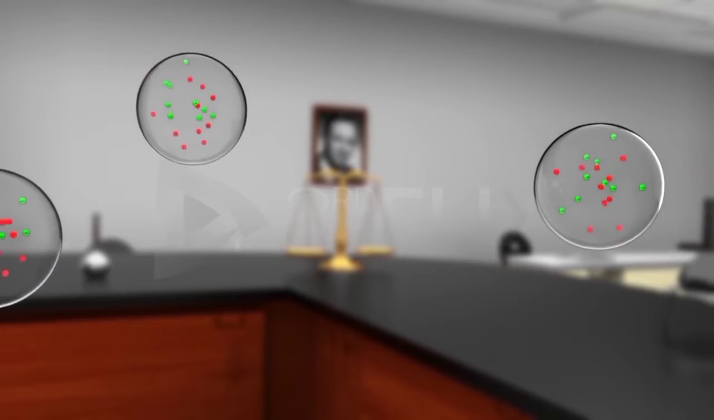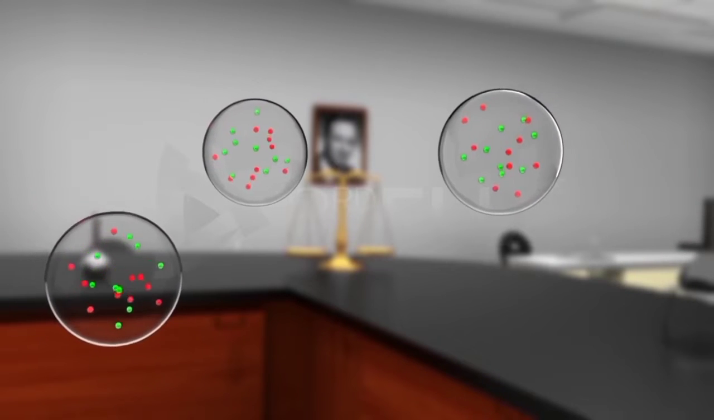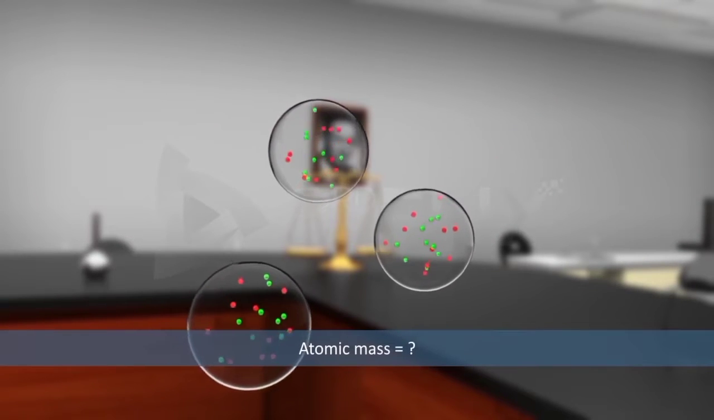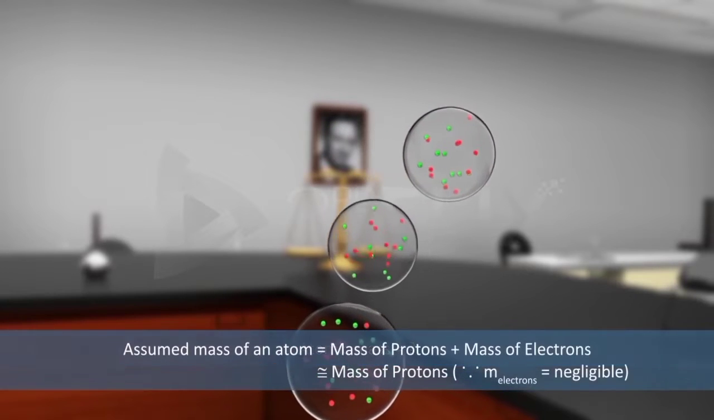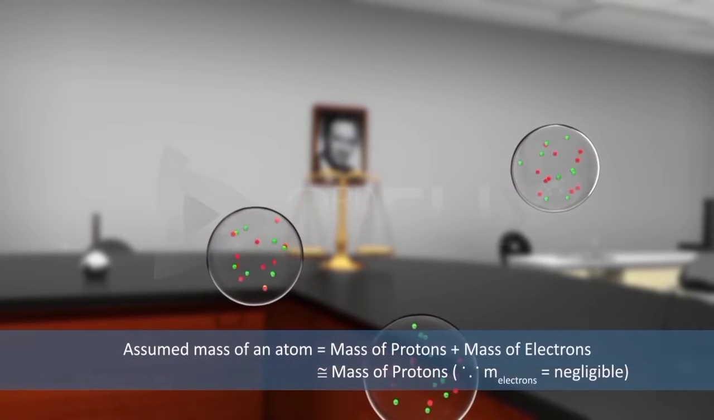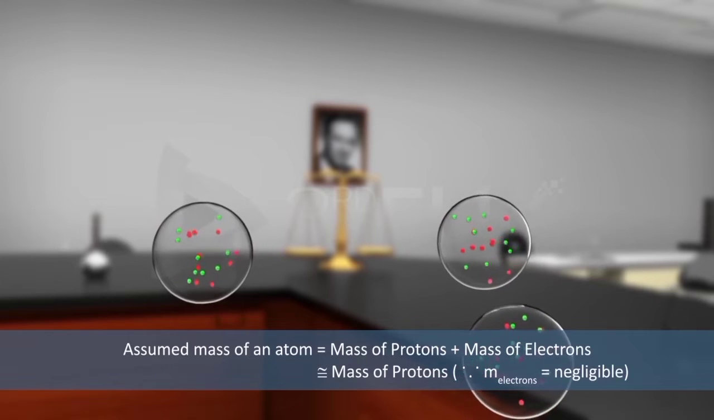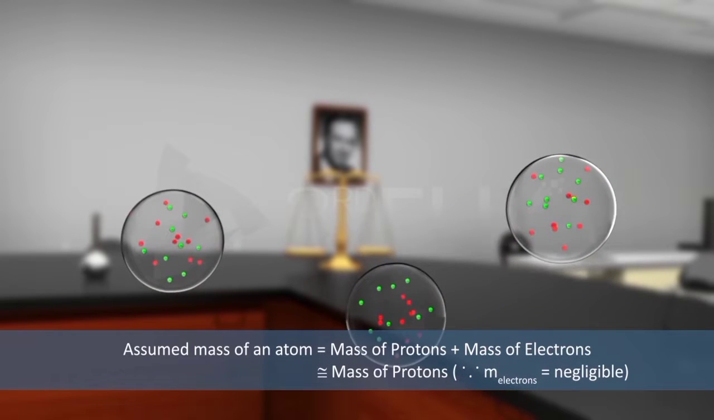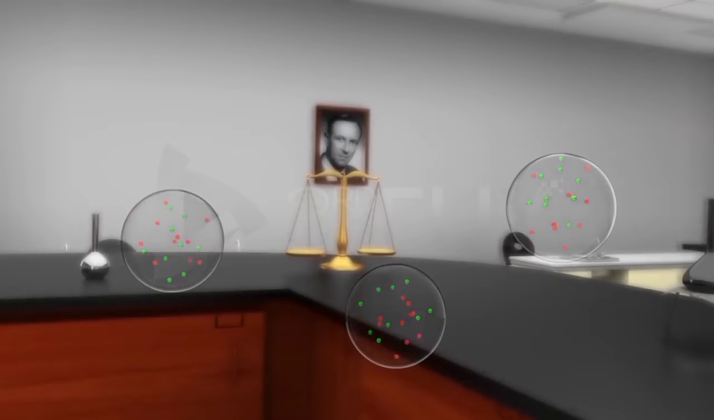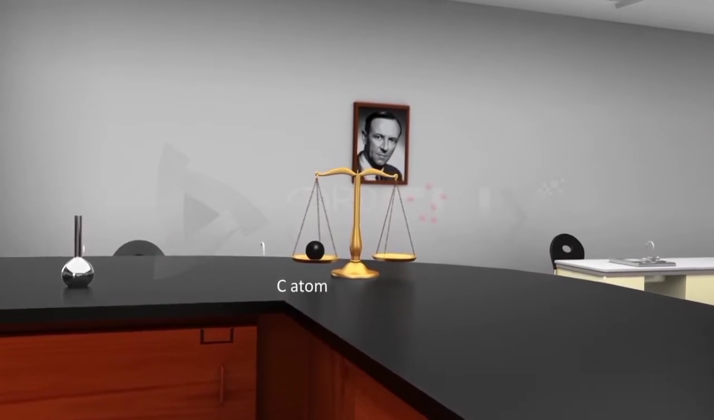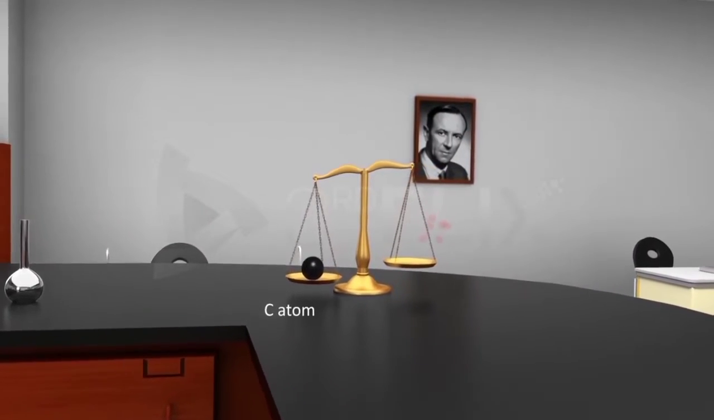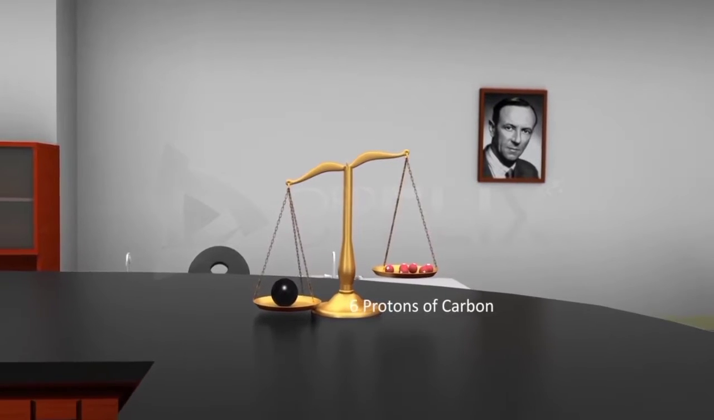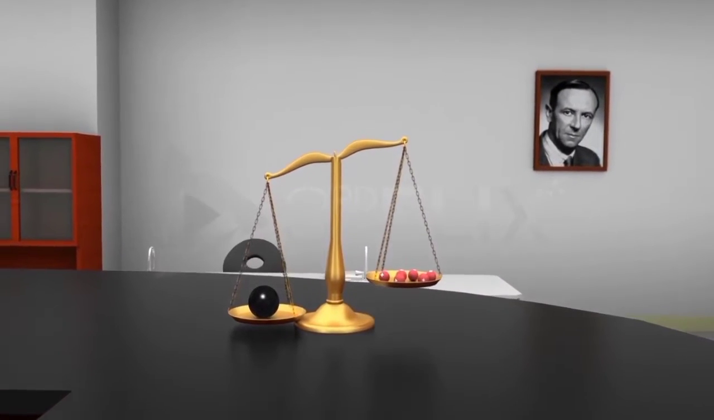After the discovery of electrons and protons, scientists attempted to calculate the atomic masses of different elements. Scientists thought that as the mass of electrons is negligible, the mass of an atom should be equal to the total mass of protons present in it. If that were true, the mass of a carbon atom should be equal to the mass of 6 protons present in it. But that was not true.